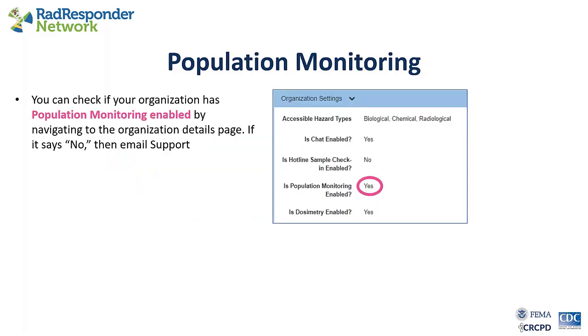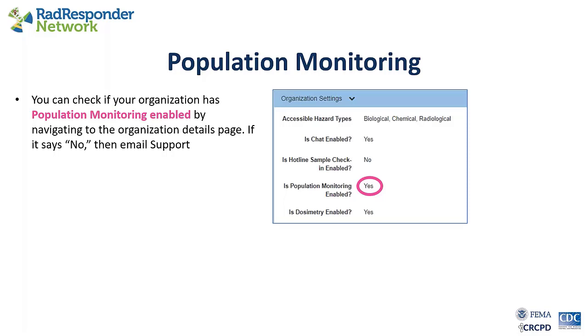In order to participate in this drill, you do have to have the population monitoring module enabled at the organization level. You can easily check this by going into your organization details page and opening up the organization settings section. This is going to tell you the various hazard types your organization has enabled, and you'll see that there is population monitoring module enabled. If it says yes, you're good to go. If it says no, we need to enable that for you.